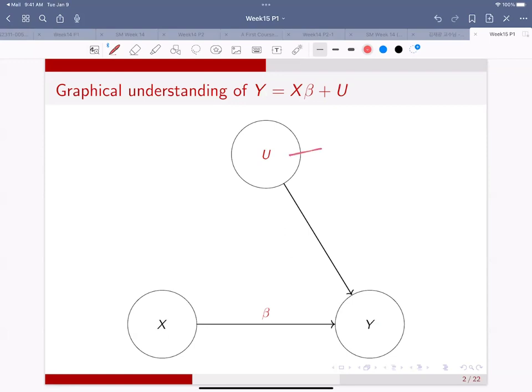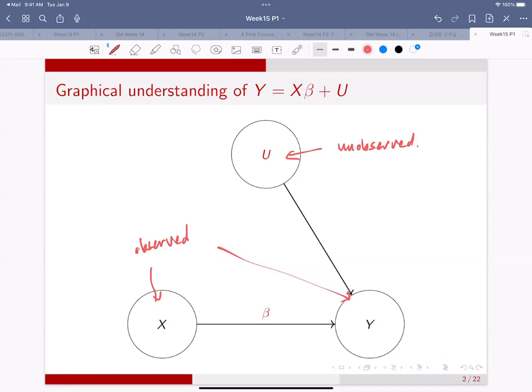These two are observed, but U is unobserved. So there could be something that influences Y, but I don't know which one, what they are. But at least I can conceptualize that there should be some factor that I'm interested in, and there's another factor that I don't know. So that is basically the idea.